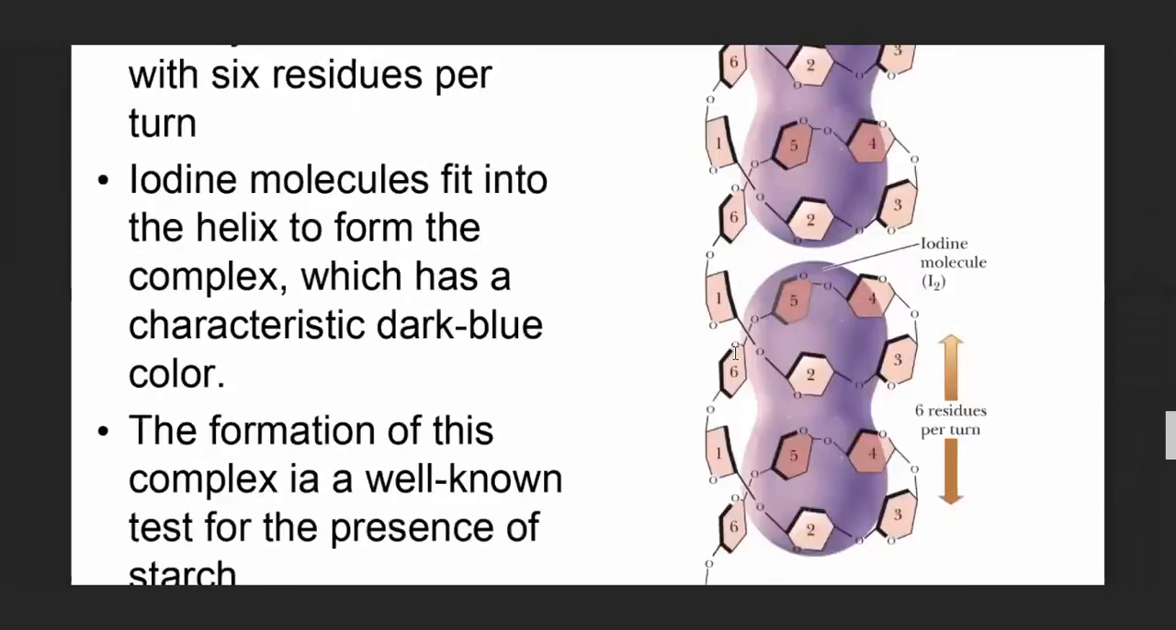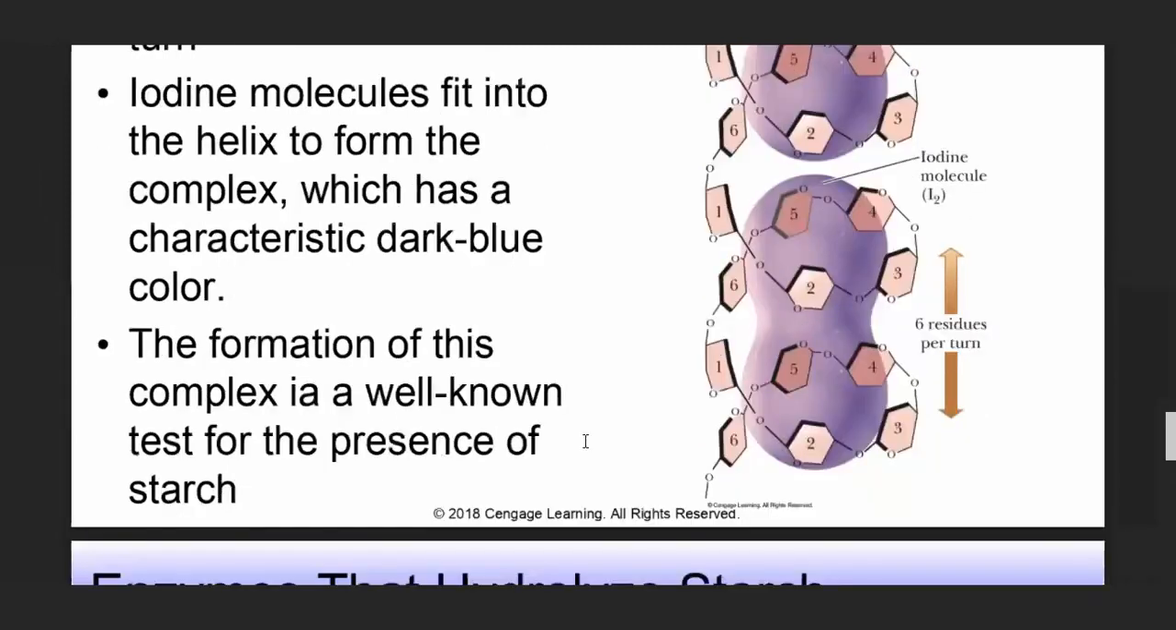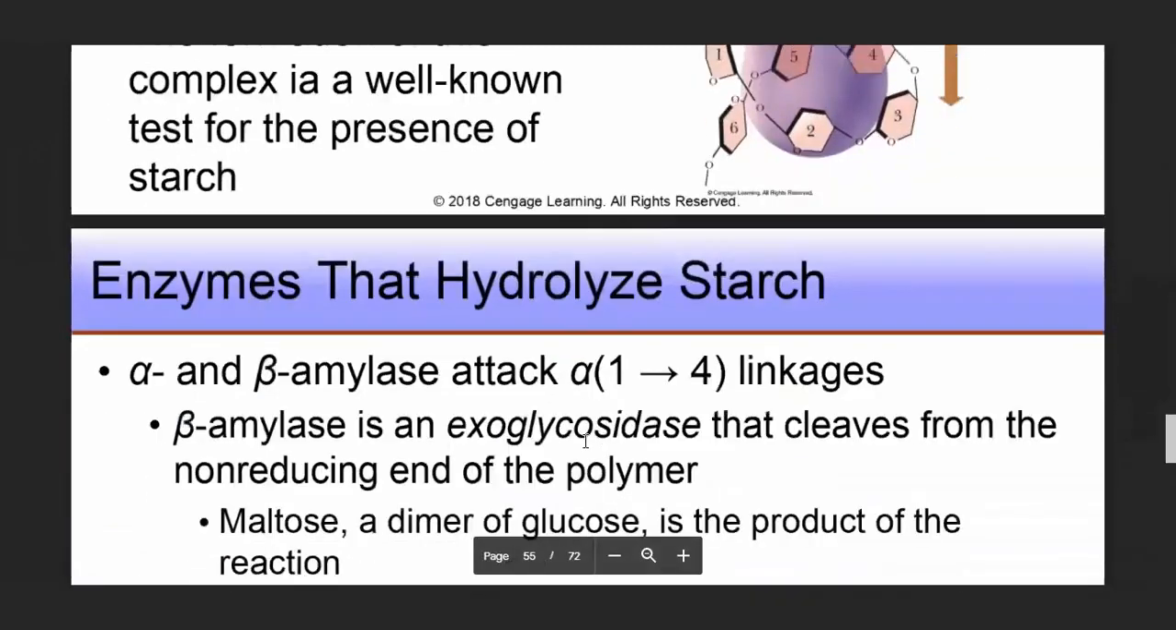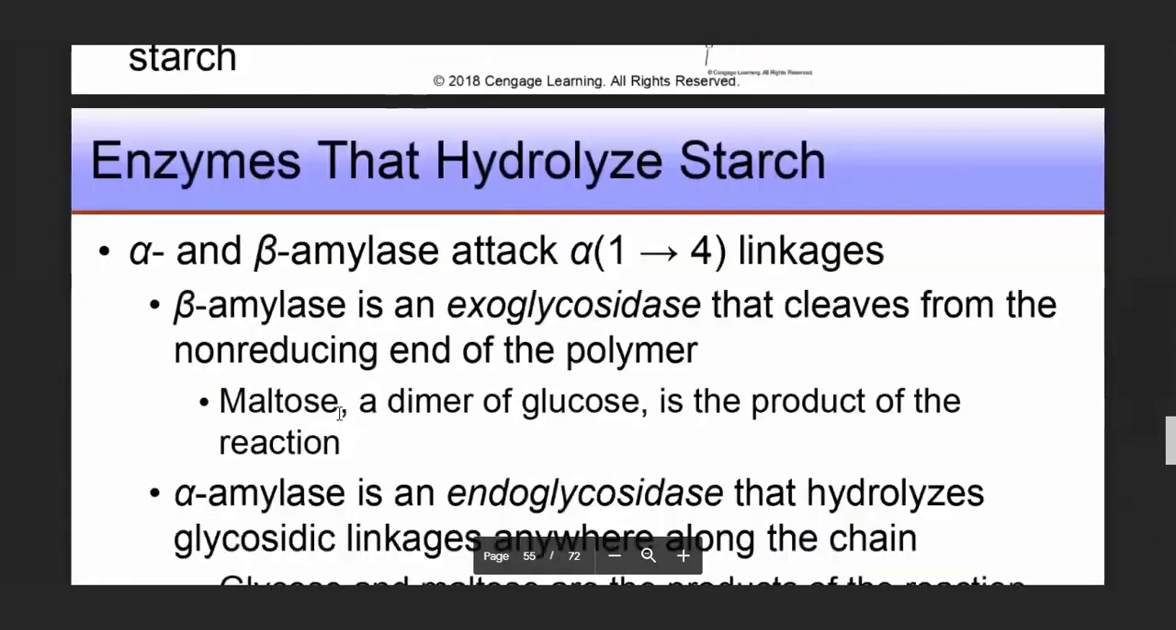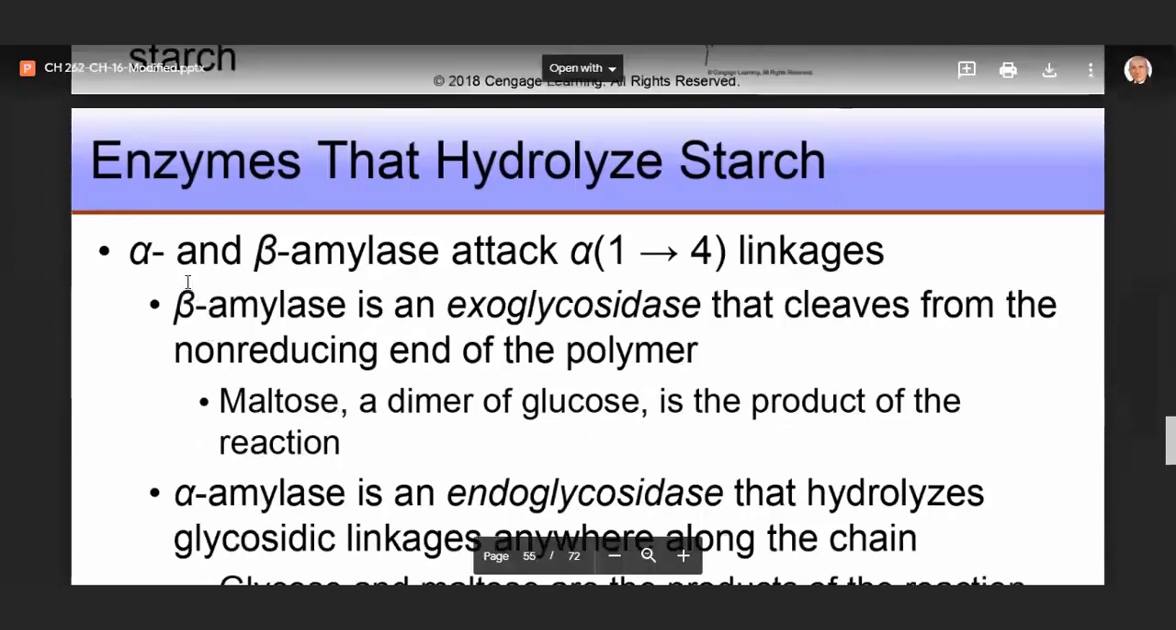Now, because starches are storage molecules, there must be a mechanism for releasing glucose from starch when the organism needs energy. We have 2 of these enzymes. Both plants and animals contain enzymes that hydrolyze starch, and the alpha and beta amylase attack alpha 1,4 linkages.